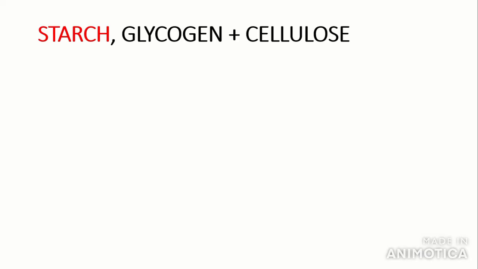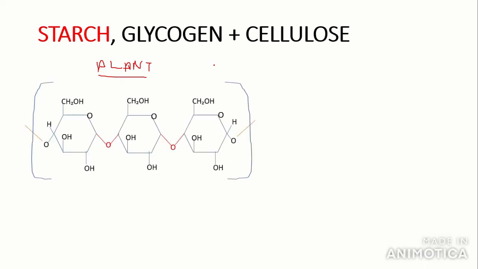So the next part of this chapter is to know the structure and function of the polysaccharides starch, glycogen, and cellulose. So we'll start with starch. Starch is mainly found in plant cells. Starch is a polymer of alpha glucose, which is very important to remember as it often comes up in exam questions.